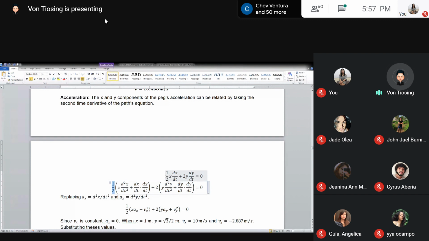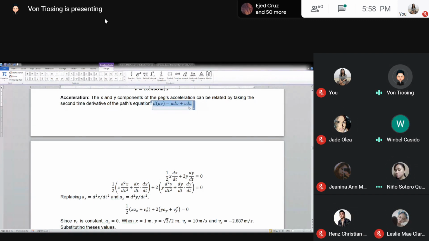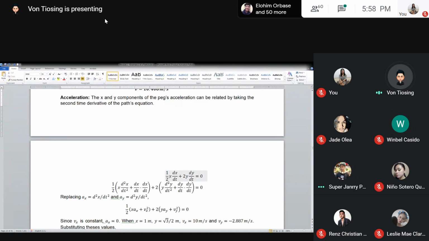And then familiar ba kayo sa formula na to? That the derivative of uv is equal to what? u dv plus v du. Familiar kayo rito? Yes, sir. Okay, siyempre, basic calculus lang yun. Pero gagamitin natin siya ng chain rule dito. At ang technique doon, kopyahin mo yung una, tapos kunin mo yung derivative ng pangalawa.